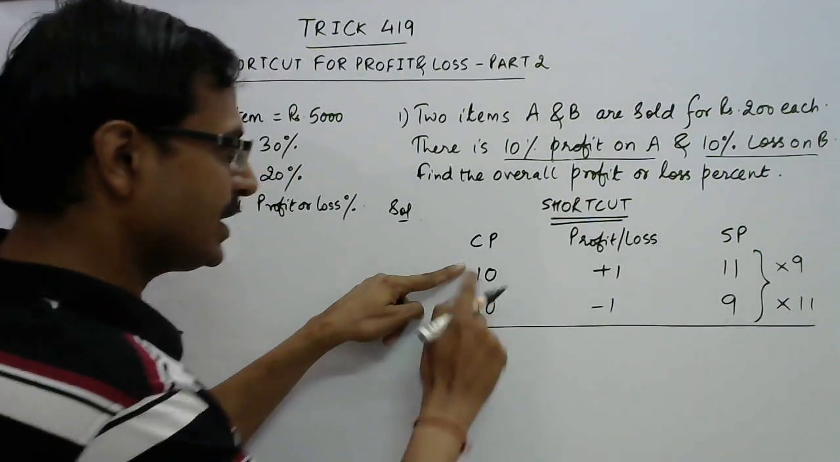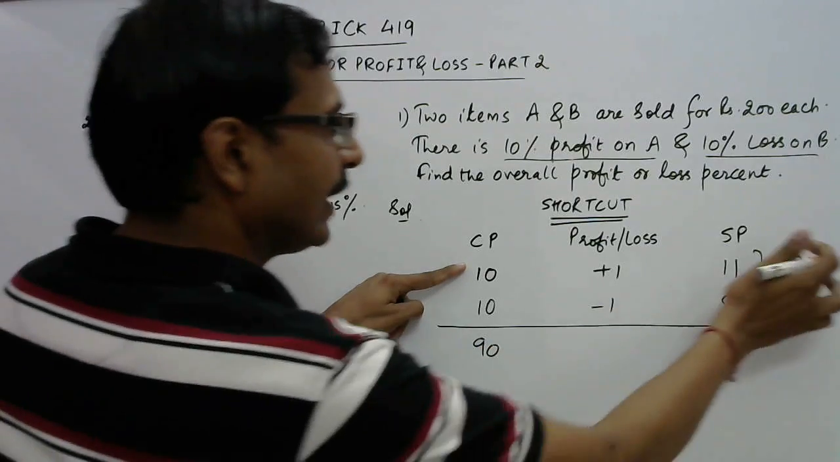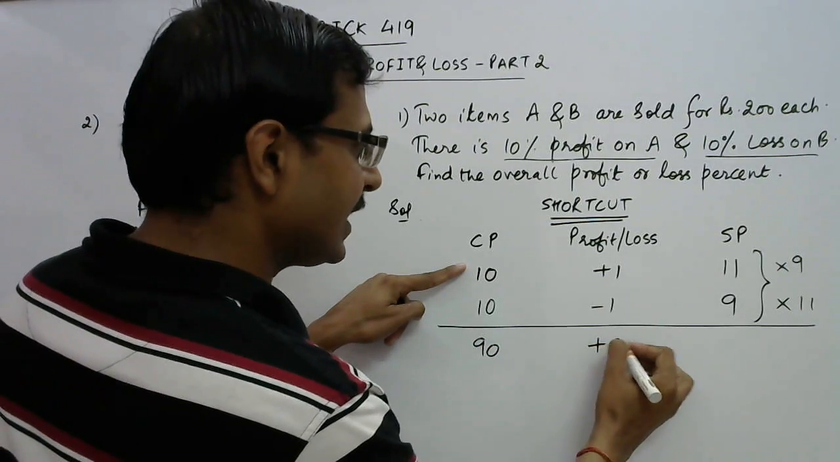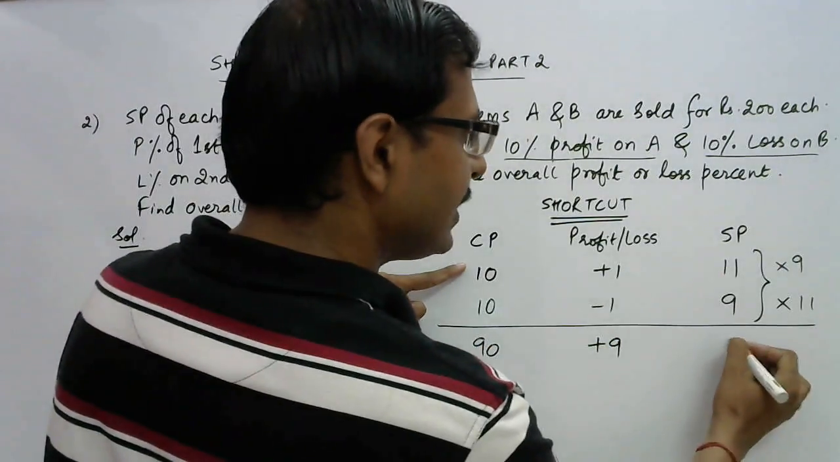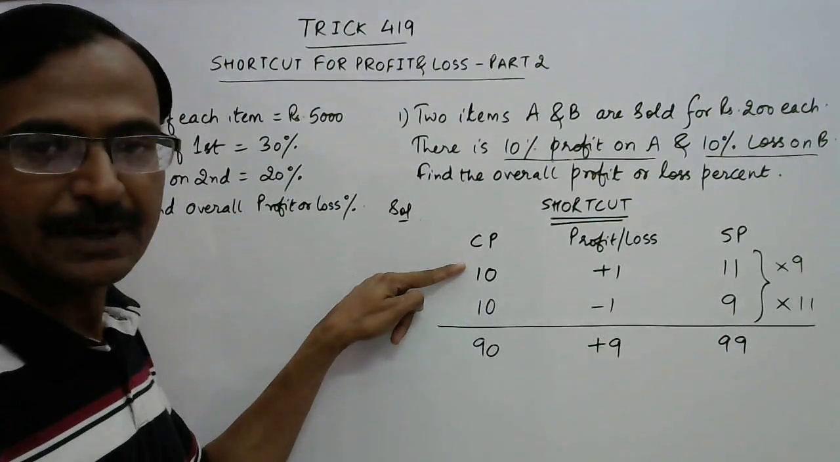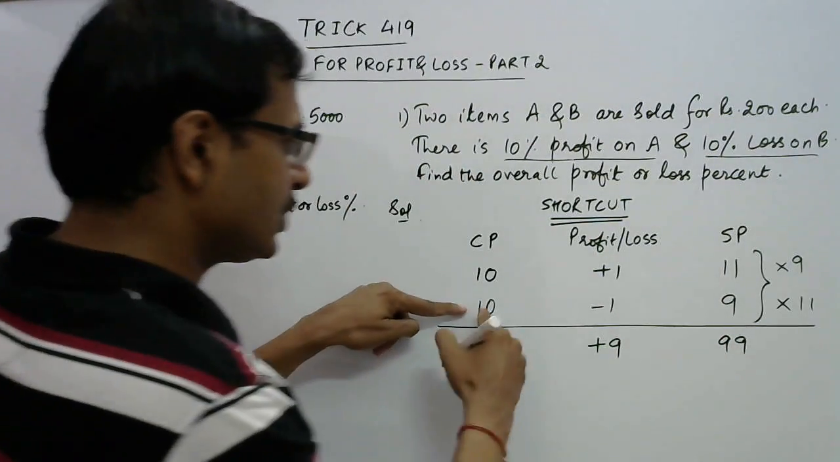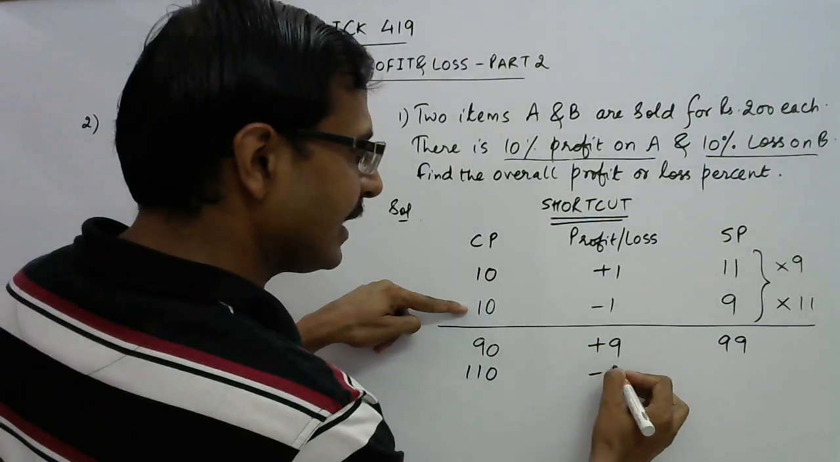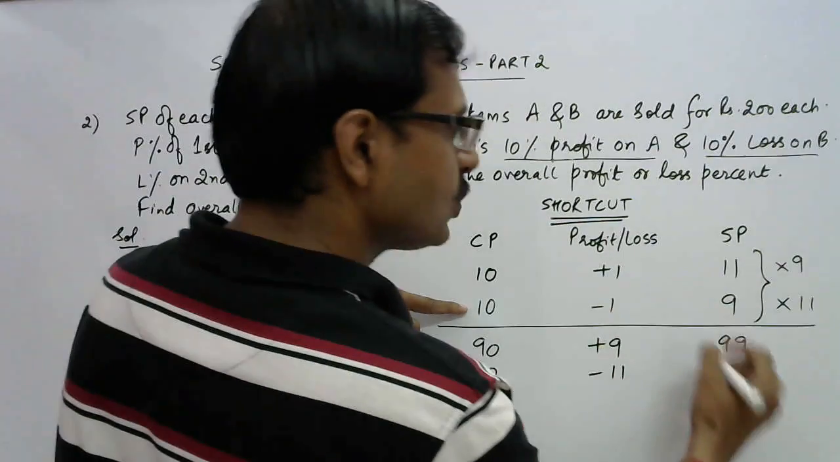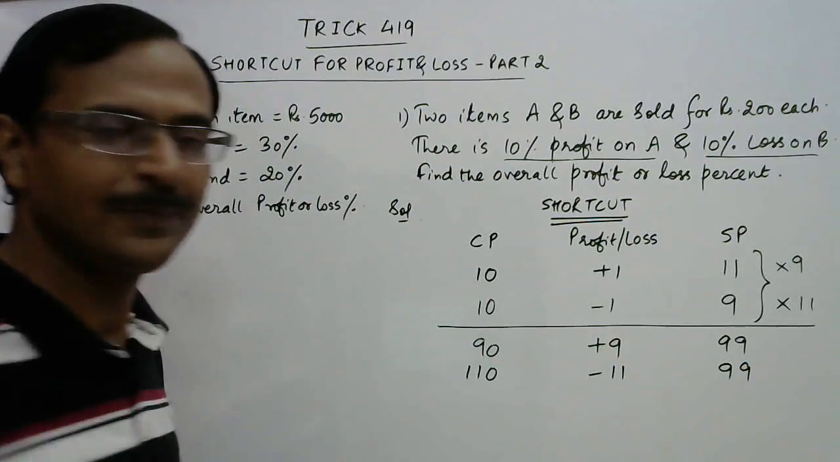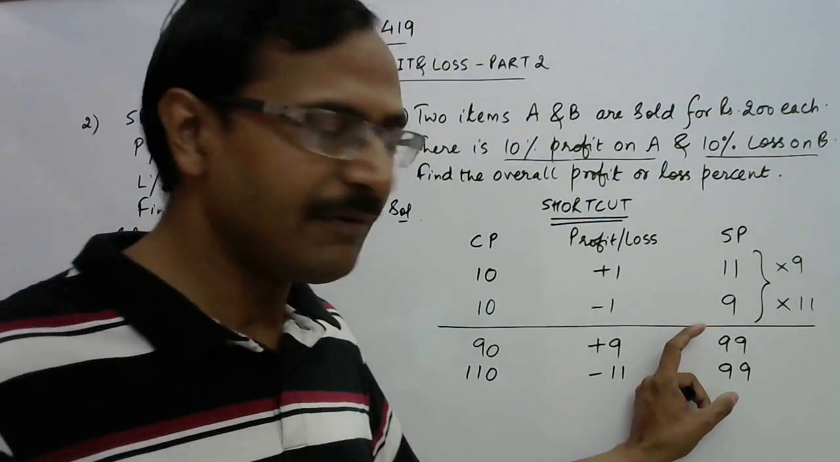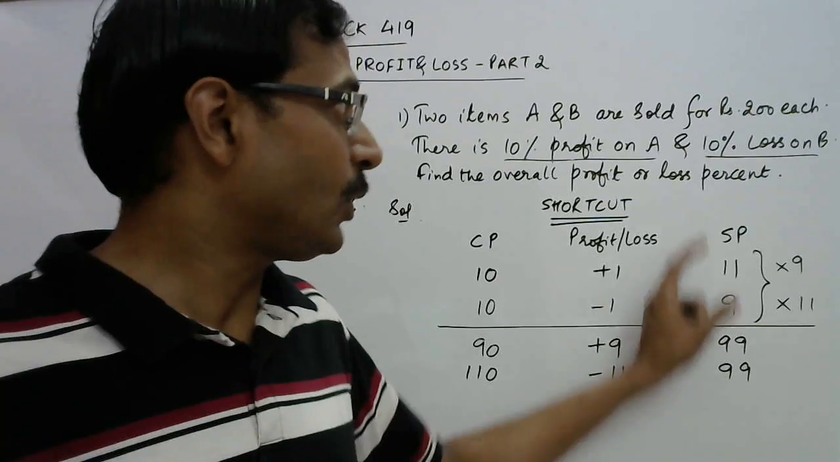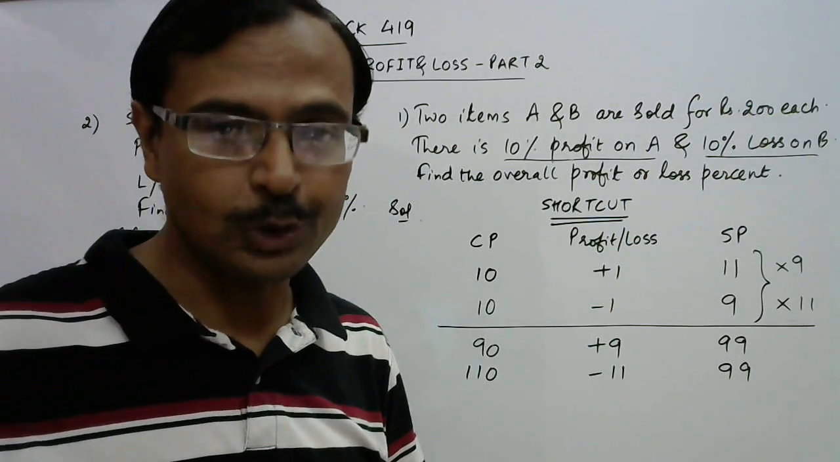So 9 into 10 is 90. 9 into plus 1 is plus 9. And 9 into 11 is 99. Similarly, the second row, 11 into 10 is 110. 11 into minus 1 is minus 11. And 11 into 9 is 99. So here we have equalized the selling prices because the selling price is the same in both the cases.